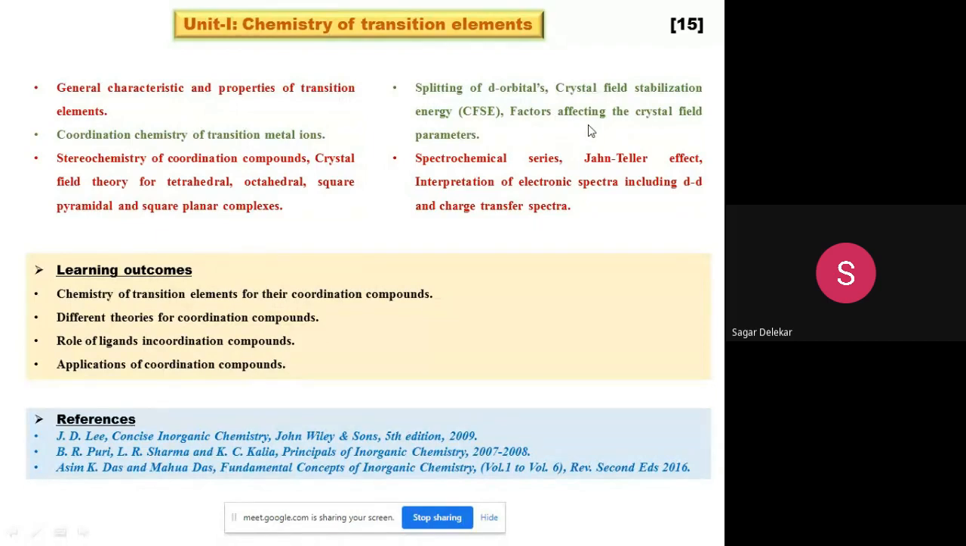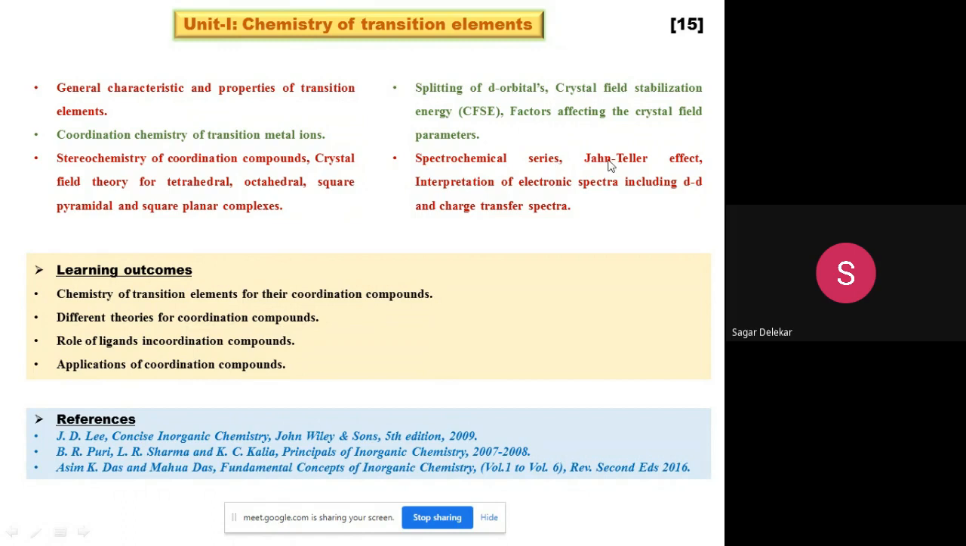Then factors affecting the crystal field parameters. In this you want to cover the different factors, especially the nature of the metal ion, the nature of the ligand, then the geometry of the complexes. These are the three sub-factors you want to cover under the factors affecting the crystal field parameters. Then in the spectrochemical series, as we know, the ligands are arranged as per their increasing CFSE value. That series is called the spectrochemical series.